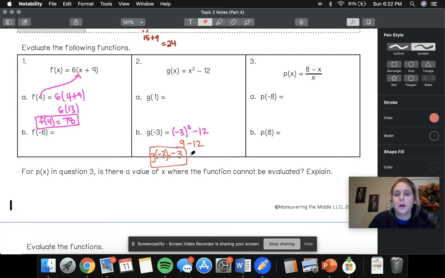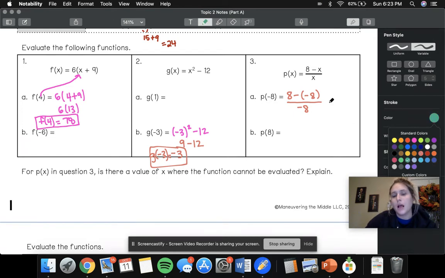For this problem, p of x, we just have a different function named p. We have 8 minus x all being divided by x. So we're going to find p of -8. Again, p of -8 just tells me my input is -8. So 8 minus -8 all over -8.